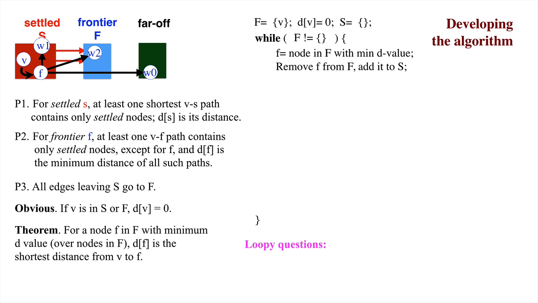Loopy question 4. How is the invariant maintained? P2 may be false because there may be a path from V to F to a node like W2, with all but W2 in the settled set, and it may have a shorter distance than D sub W. P3 may be false because there may be an edge from the settled to the far off set, like node W0.